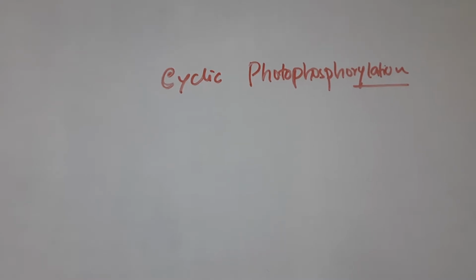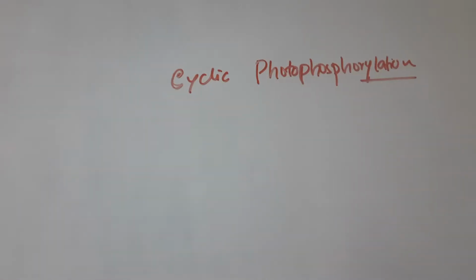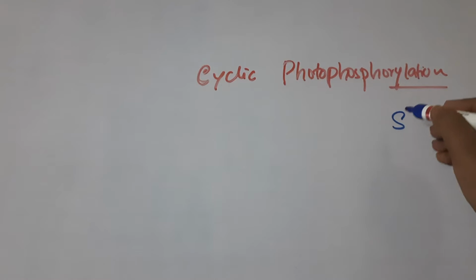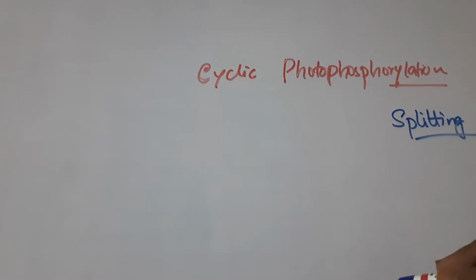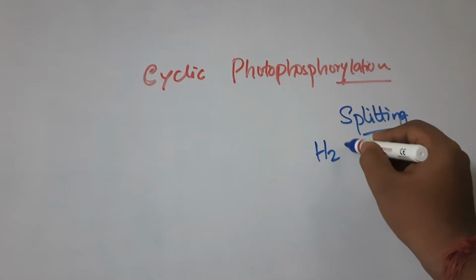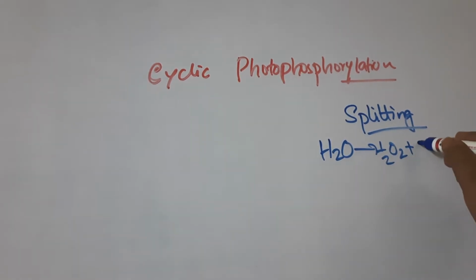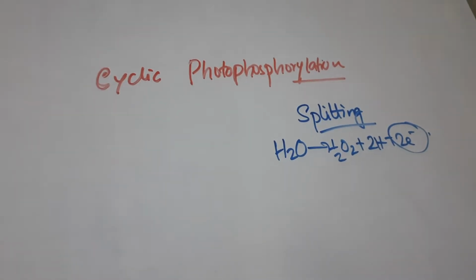Let me tell you, the step which usually takes place before cyclic photophosphorylation is the splitting of water. I'm going to show you the splitting where H2O is getting split, and with this we are going to work with the 2 electrons.